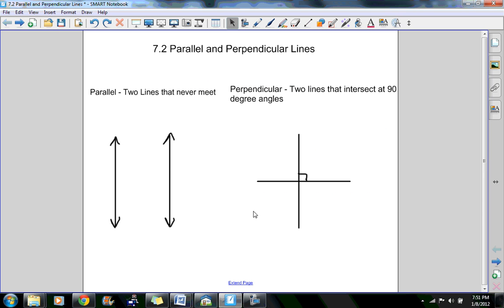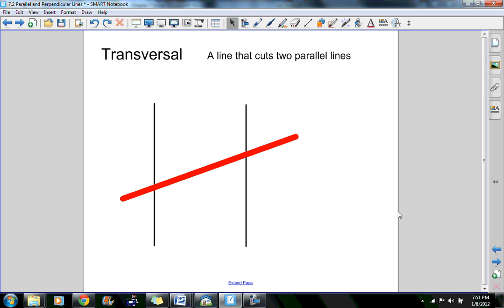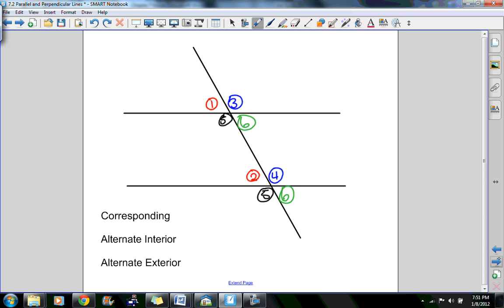Okay? So, parallel lines are two lines that never meet, perpendicular lines intersect at 90-degree angles. A transversal is a line that cuts two parallel lines. Now, this doesn't necessarily have to be parallel, but it usually is. So it cuts two usually parallel lines. Now, the red line down here is our transversal. Do you see how line 1 here and line 2 here are both being cut by the same red line?